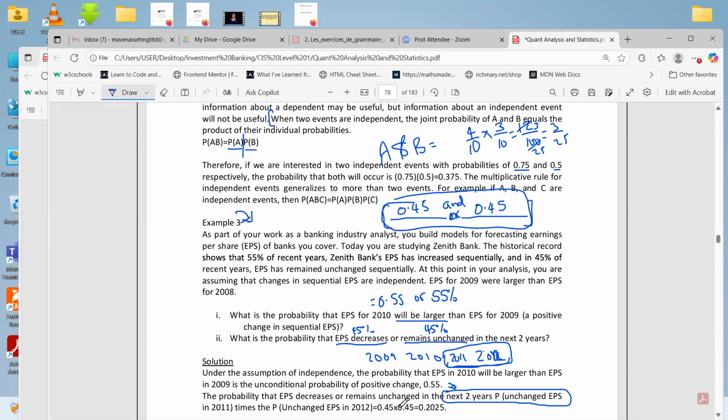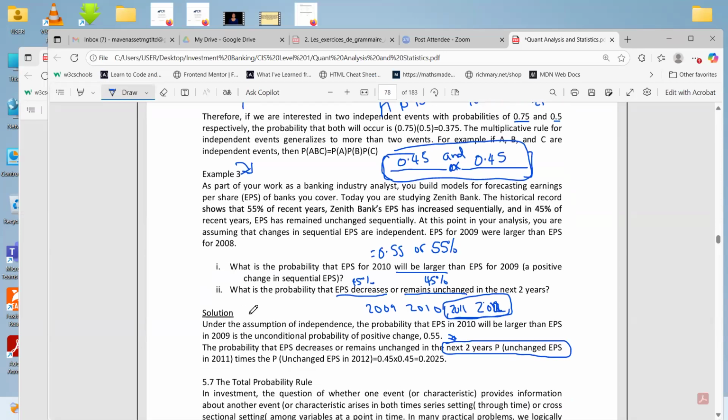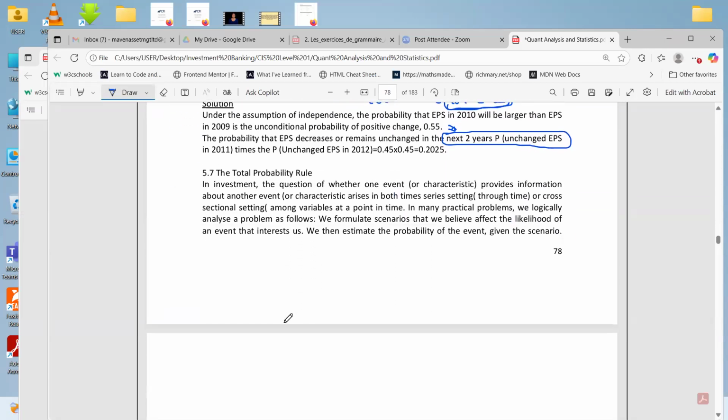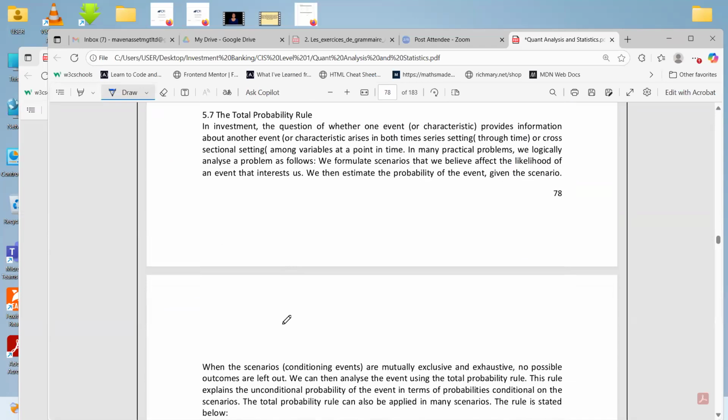What about this here? Okay. But you know what we'll do? Let's keep this for now. Let me mark this and skip this. I'll return to this later. Okay. Let's move on to the total probability rule. Are you with me, please?